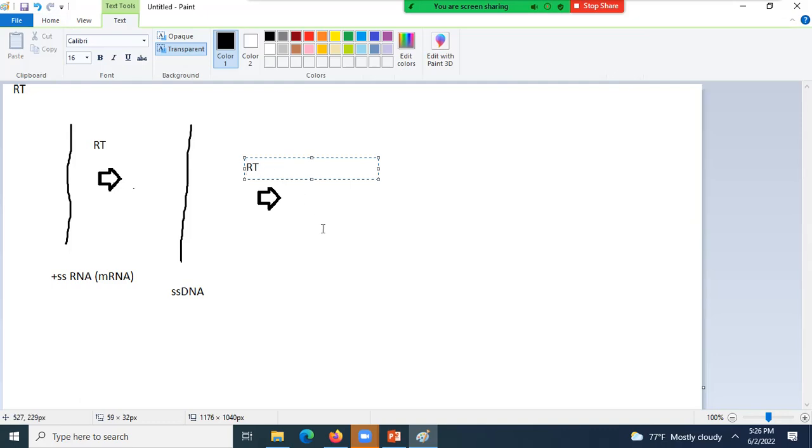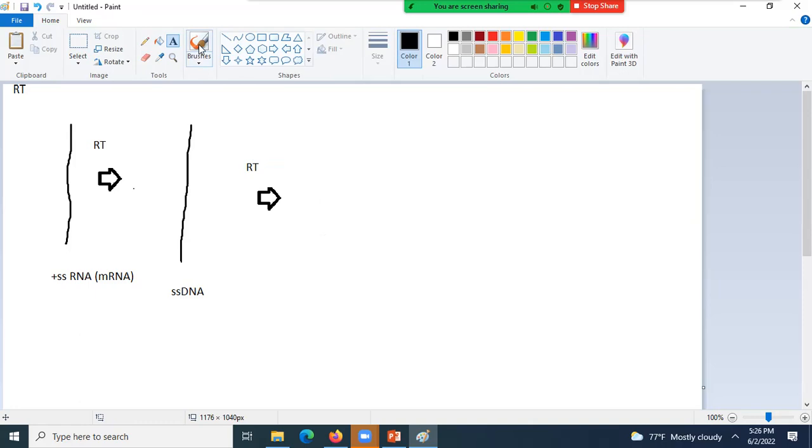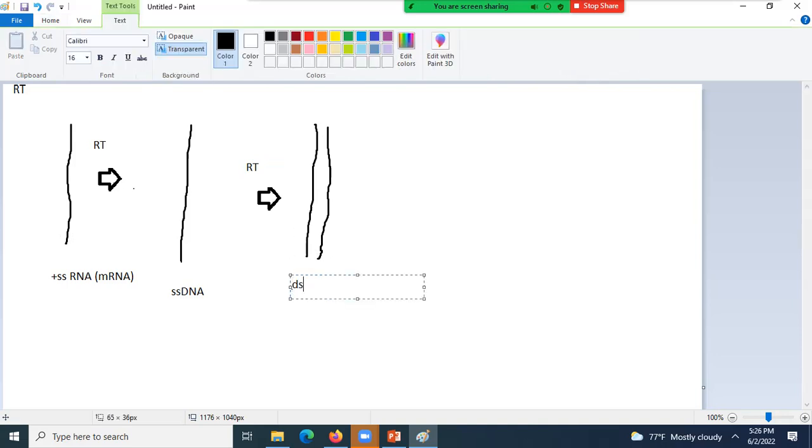And then makes double-stranded DNA. So the reverse transcriptase can take single strand, positive strand RNA to make single strand DNA. And then the reverse transcriptase can take a single strand of DNA to make two strands of DNA. We're just going to abbreviate that as double strand DNA. Any questions about that?